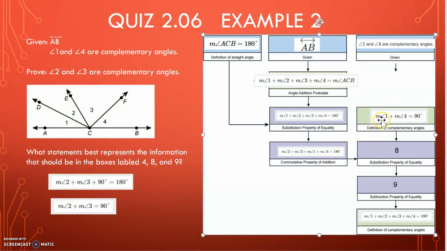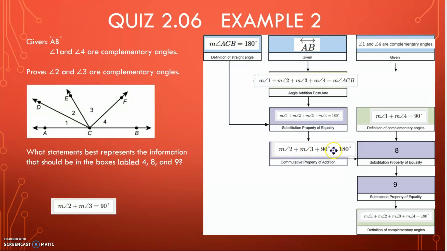And now 8, once again, we are substituting, combining these two in the flow chart. So we have the measure of angle 1 plus the measure of angle 4 equals 90. And then somewhere we're substituting here, we'll notice the measure of angle 1 plus the measure of angle 4 right here. We can substitute 90 for that because that's what they're equal to. So that is that one.